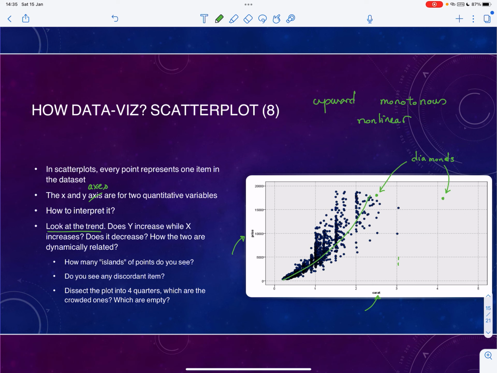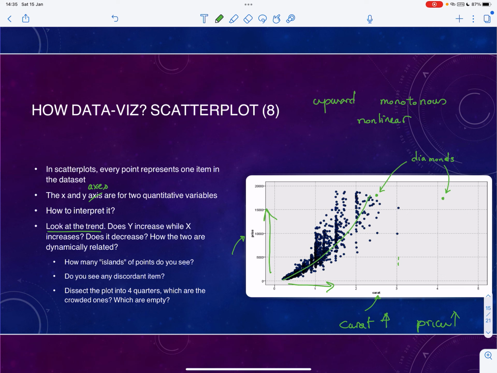We can verbally also analyze it. How does y increase while x increases? Yes, increase of the carat value increases the price. And it is the case in most of the situations. How do I know it? Well, if you draw the trend, a line that shows the trend, you can see that when one increases, the other one increases as well.